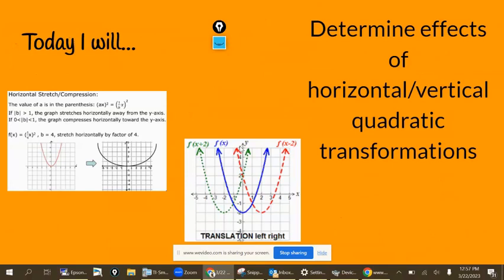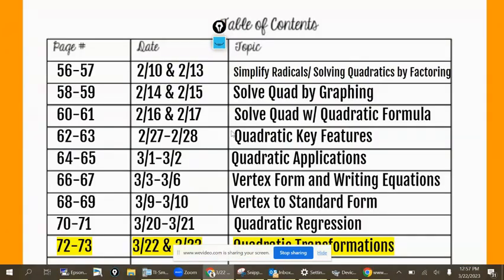Desmos is going to be very important for this lesson, so just make sure you have Desmos close and near access. Horizontal stretch and compression. This is all about memorization, okay? And I do want to say that this is not a very heavily tested subject, so don't freak out if you don't get it. It is important that you know what to look for, but it's all about memorization. So to determine the effects of horizontal and vertical quadratic transformations, let's just get into the lesson.